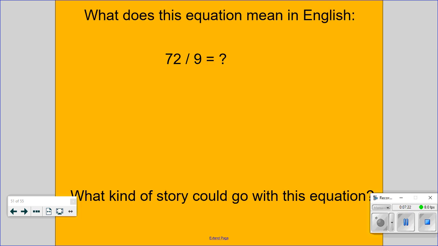This time we're looking at 72 divided by 9 equals question mark. I'm going to write that down, please. You don't need to write the title again, but the equation you do need. 72 divided by 9 equals question mark.